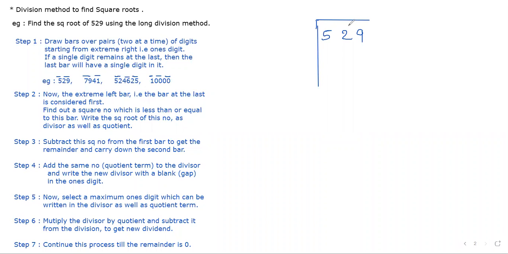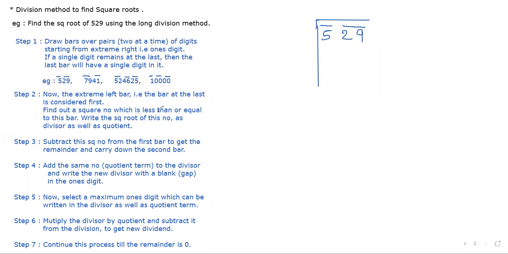Now see, first step, draw the bars. So where will the first bar come? 29 and 5. Correct? If a single digit remains, then the last bar will have a single digit. Now, the extreme left bar, the bar of 5, is considered first.